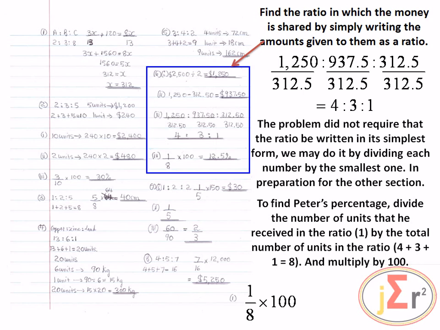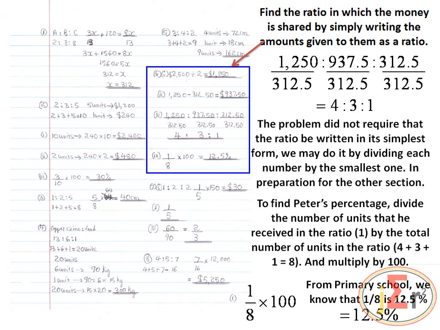12.5%. That means 1/8 is 12.5%. And we should have remembered that from primary school. So, from primary school, we know that 1/8 is 12.5%. Therefore, the percentage that Peter got is actually 12.5%.